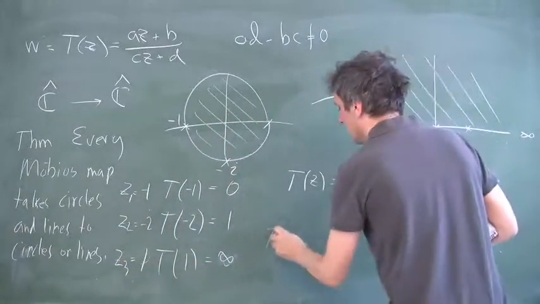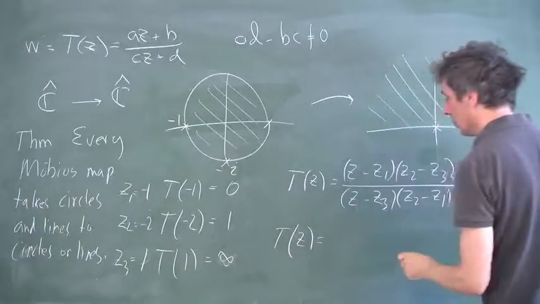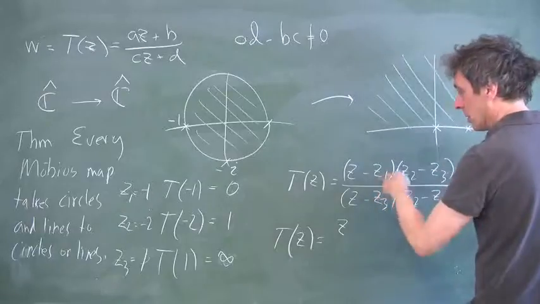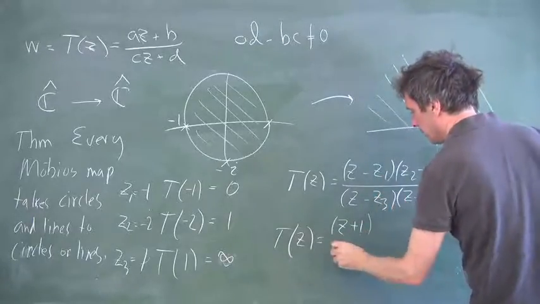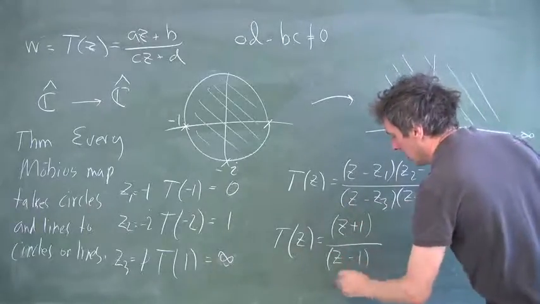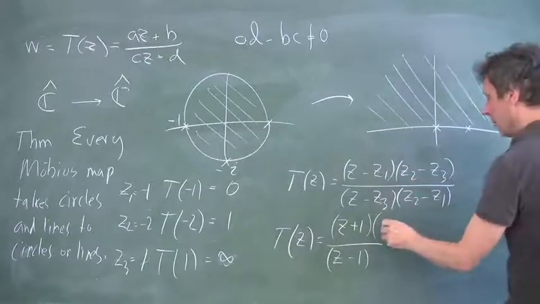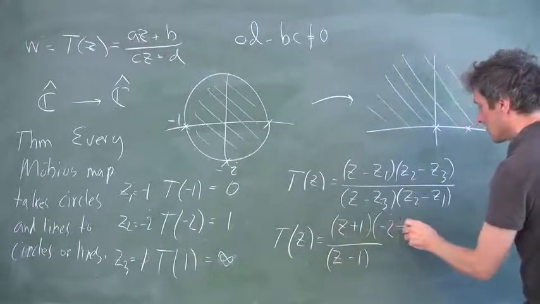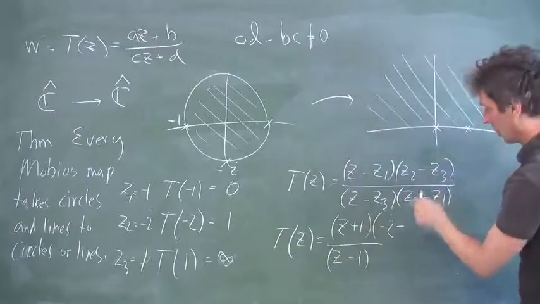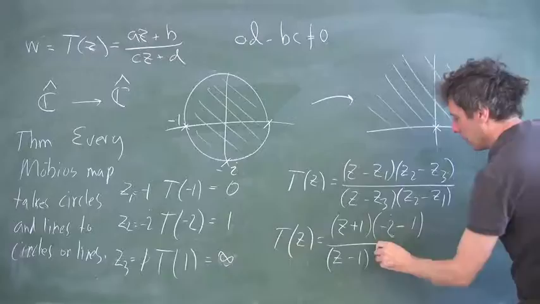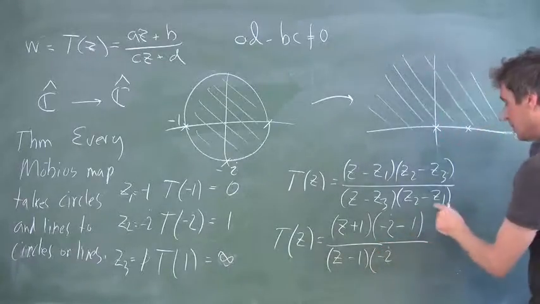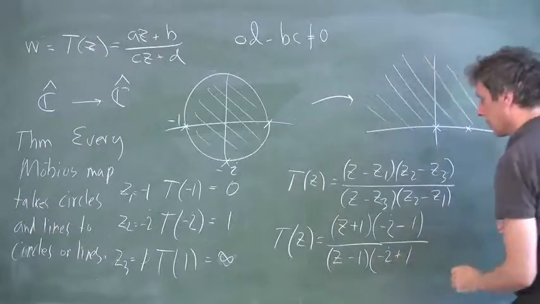So we'll get T of z is equal to z minus -1, that is z plus 1, and here you get z minus 1, so z minus 1 here now. And then here you get minus i minus z3. z3 was 1, so that's minus i minus 1. And down here you get minus i minus z1, which is plus 1 then.